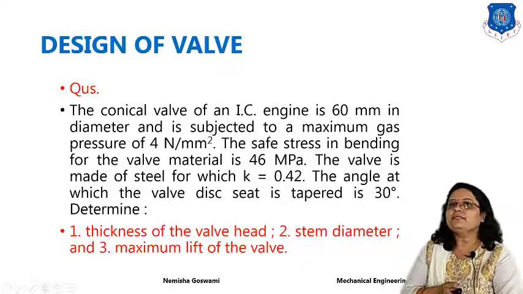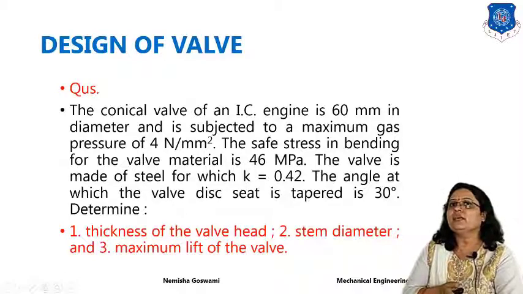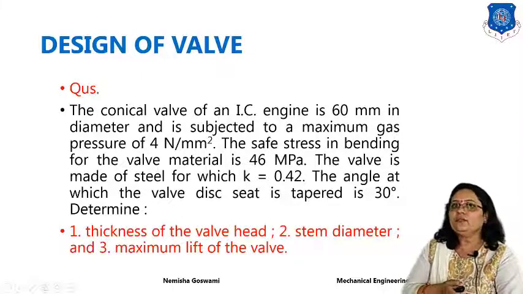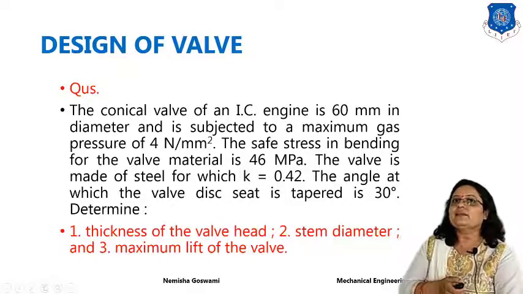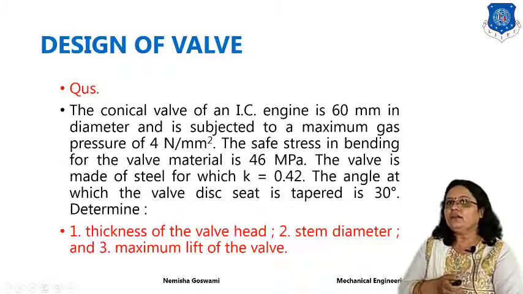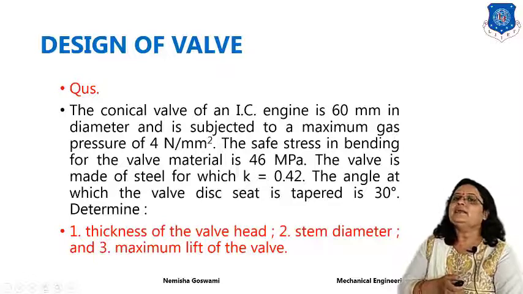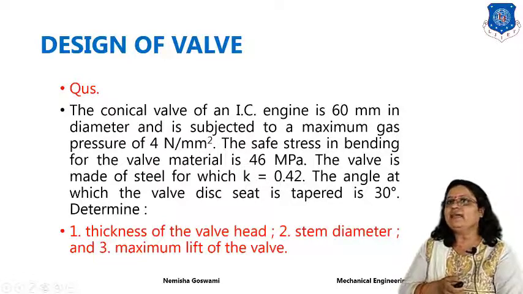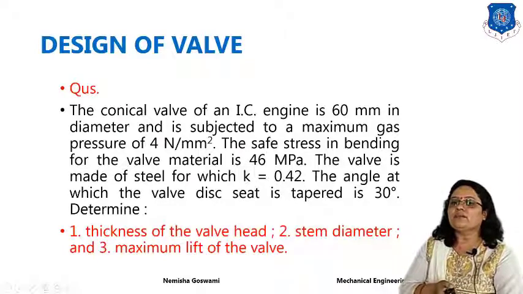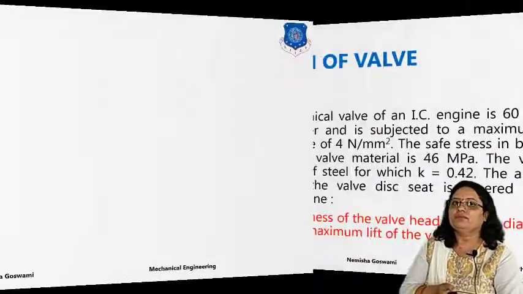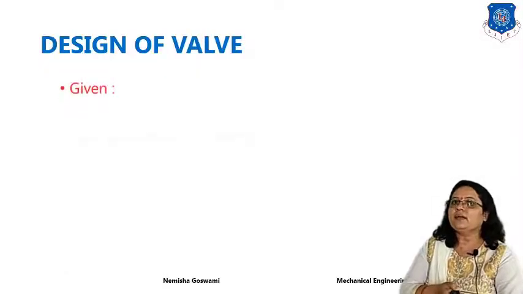Okay, and the ball is made of steel for which K is equal to 0.42. So the constant K value is also given. The angle at which the seat is tapered is 30 degrees, means the alpha angle is given. Okay, so now we have to find out the thickness of the ball head, stem diameter and maximum lift of the ball. So you have to find out three quantities.